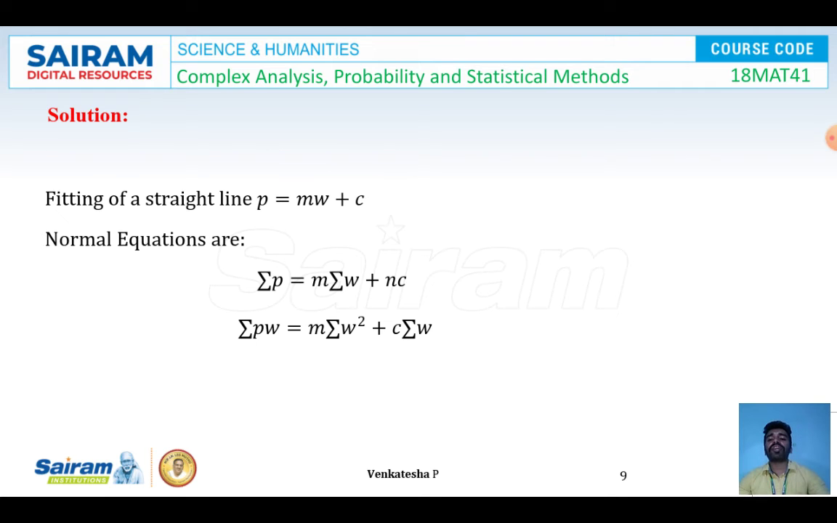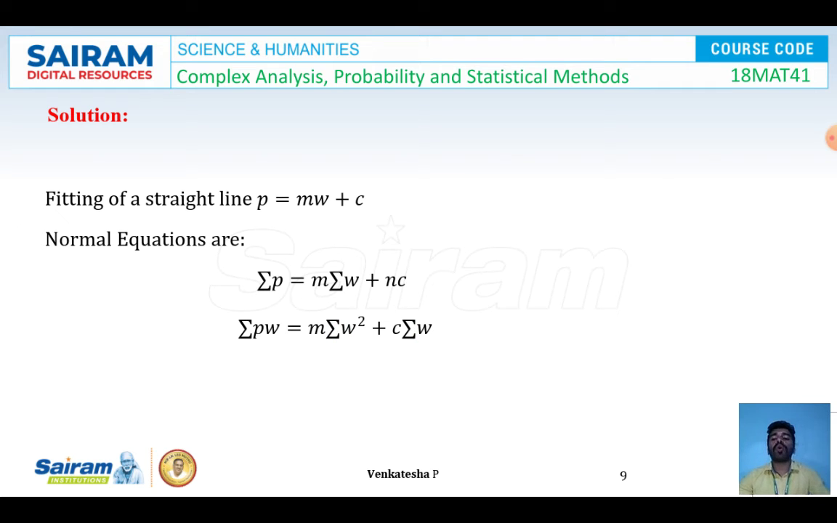So take the equation P is equal to mW plus C. First I'm applying summation on both the sides for the given equation. So I got summation P is equal to m into summation W plus NC. Multiplying W on both the sides and applying summation again, I got summation PW is equal to m summation W square plus C summation W.